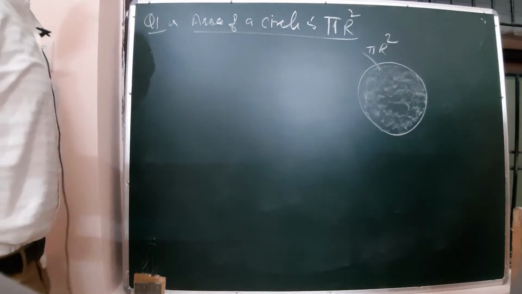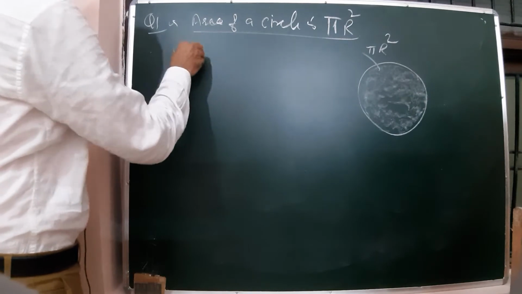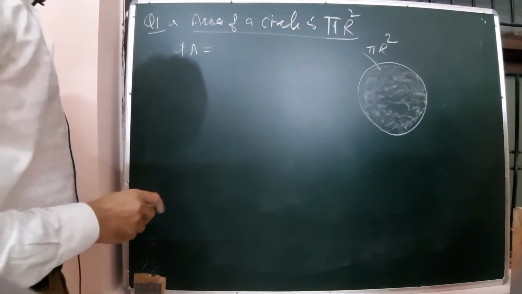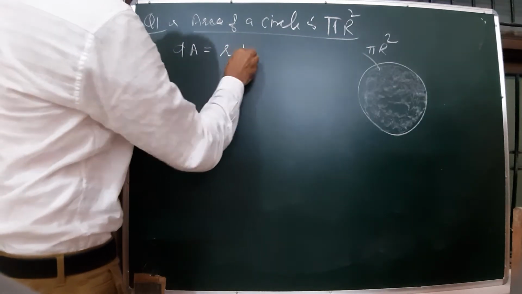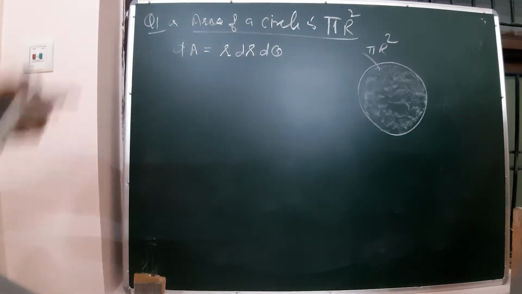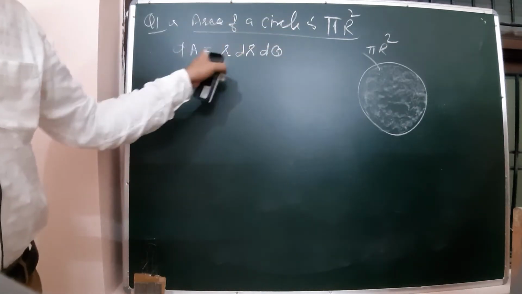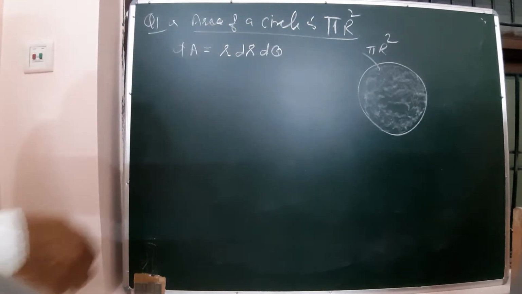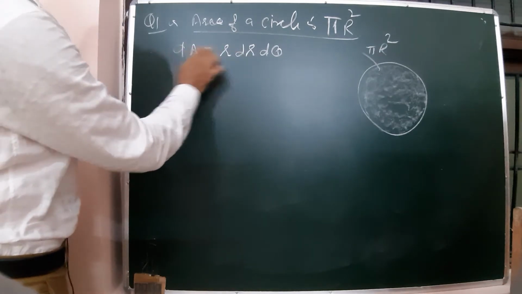So, what is plane polar system? It is a two-dimensional system, and we know the area element in plane polar system is r dr d theta. We have already proved it. Now, we have to prove the value of A is pi r square. How can we prove it? We will prove it by taking integration on both sides.